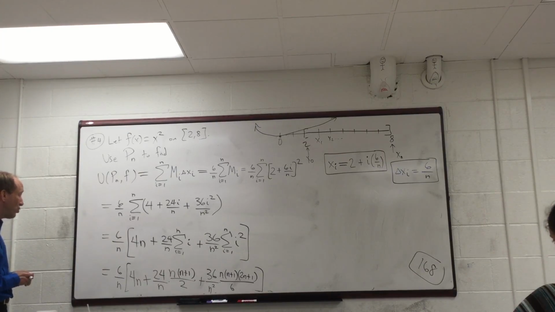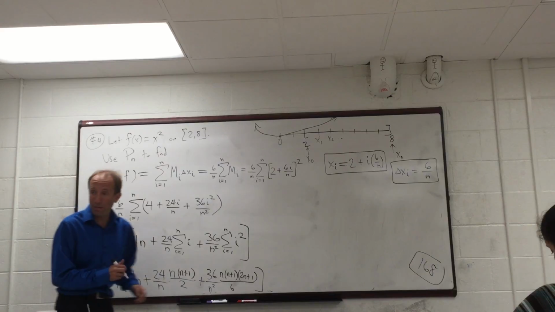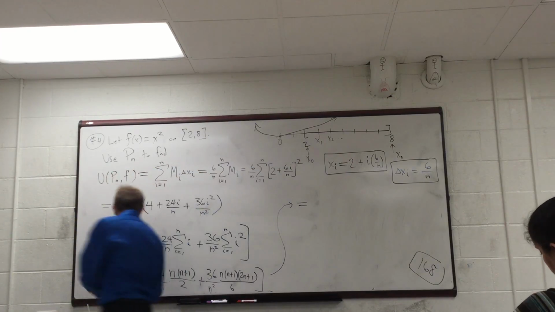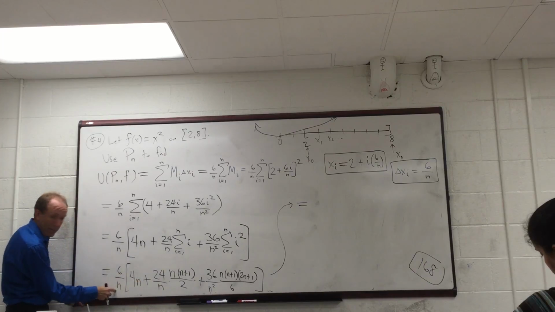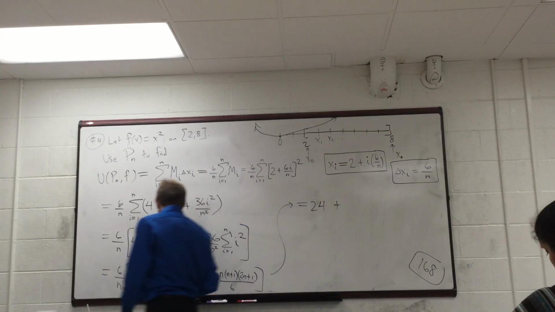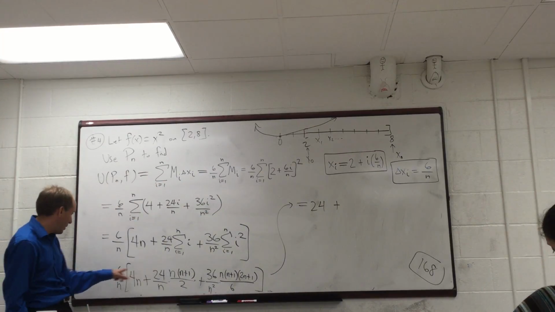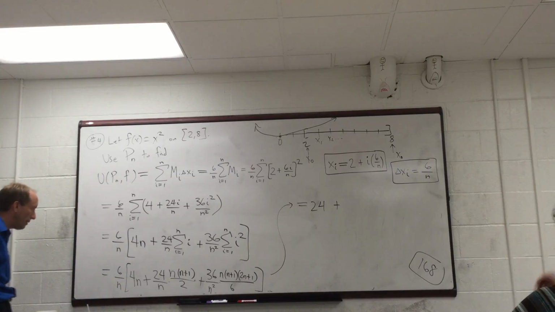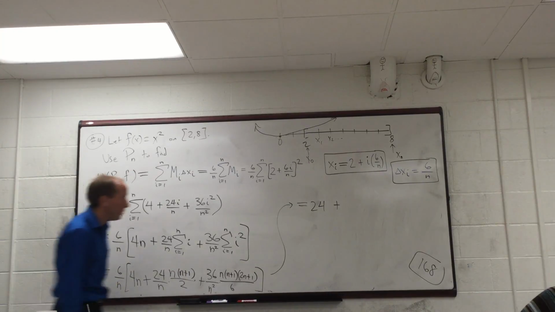Okay, now we should be able to start simplifying some things. So let's see what we can do here. Let's just do this first part. I have 24 and then n divided by n. So that's just 24. All right. Now here I have a 6 and a 24 on top and a 2 on the bottom. I believe that comes out to 72.